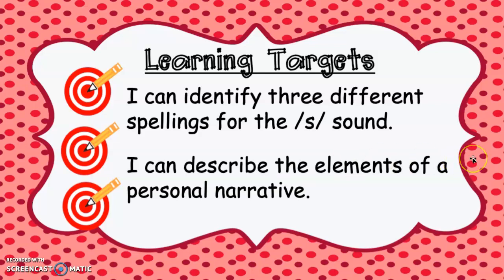All right, so we are done with today's lesson. So let's go over our targets really quickly to make sure that we learned exactly what we were supposed to. So first, I can identify 3 different spellings for the S sound. I'm pretty sure we talked about 3 different spellings. Can you remember those 3 spellings for the S sound? Good, we talked about single S as in sun, double S as in dress, and the letter C as in scent. All 3 of those spellings make the S sound.